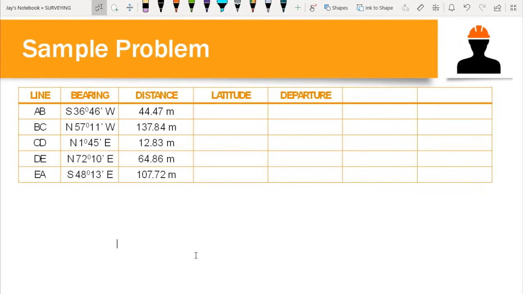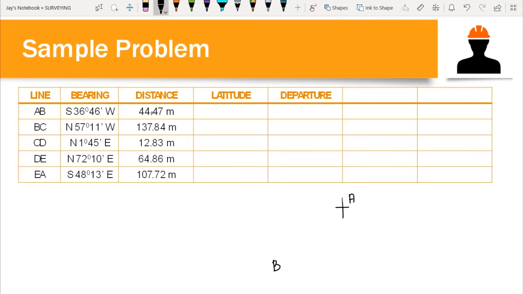Now in computing the land area using either DMD or DPD, we first compute the latitude and the departure of each line. Now, what is latitude and departure? If you try to draw line AB using this data here, if this is our point A and point B, the direction is south 46 minute west. So if that is southwest, then that is in the third quadrant of our compass.